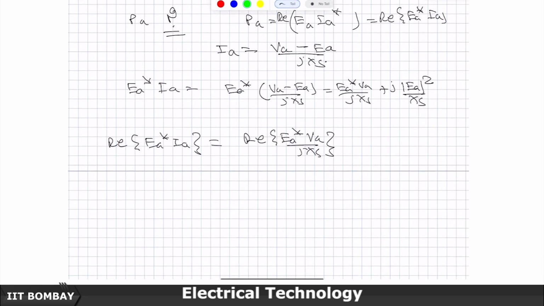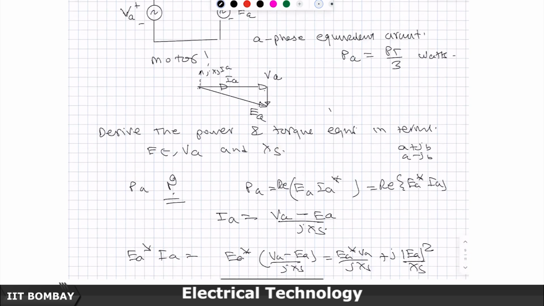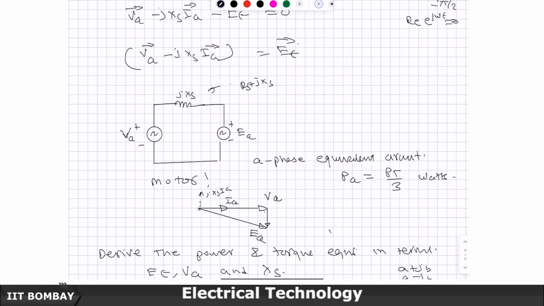So, if E_A was written as some magnitude E_A at an angle of delta, then E_A star will be magnitude of E_A at an angle of minus delta. Since we have written this expression like this, it is our choice now.